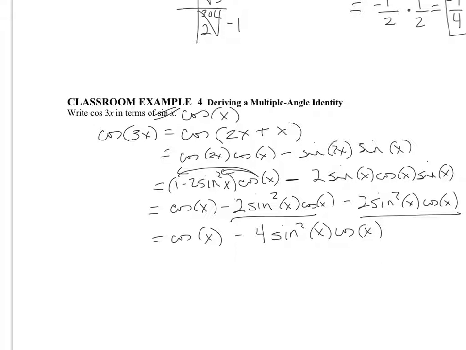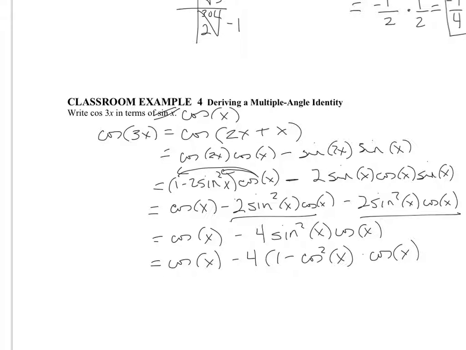Think back even before 7.3. Do I have some sort of replacement for sine squared of x I could use that uses cosine? Think Pythagorean. Sine squared of x is equal to what using my Pythagorean identities? You got it. If I replace sine squared of x with 1 minus cosine squared of x, now I'm going to have only cosines, cosine of x's.